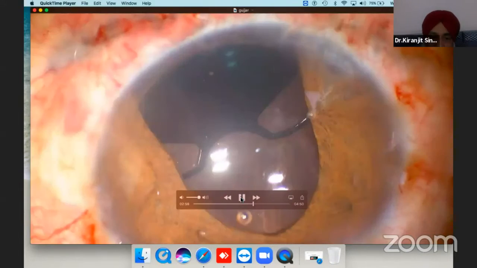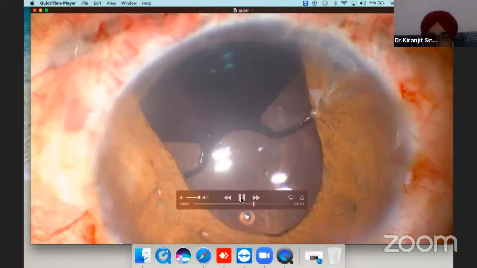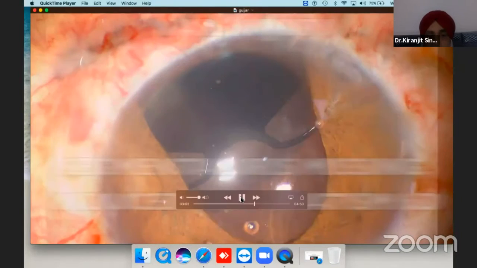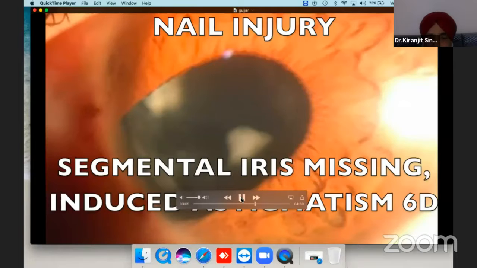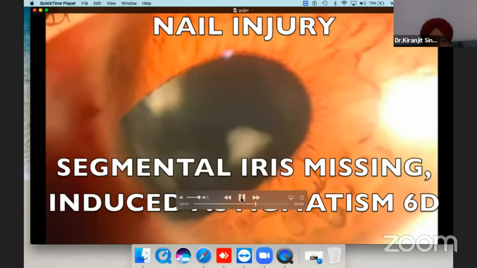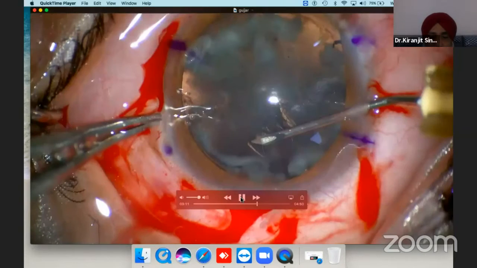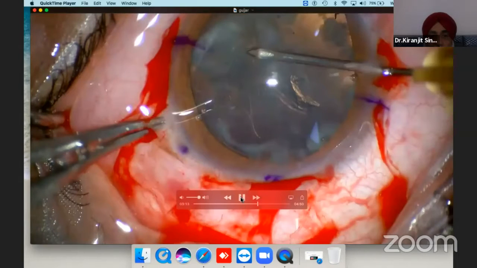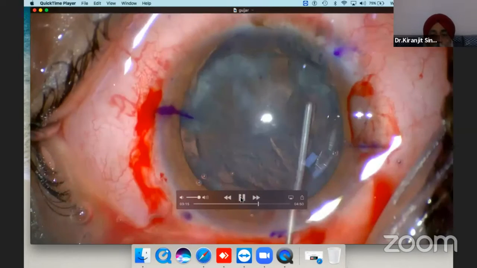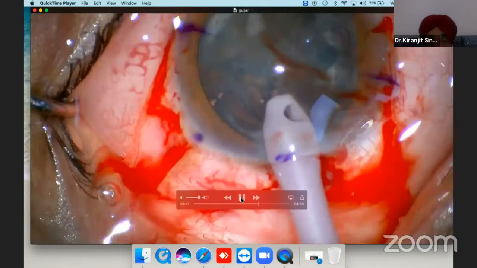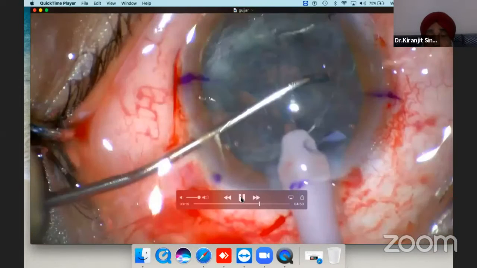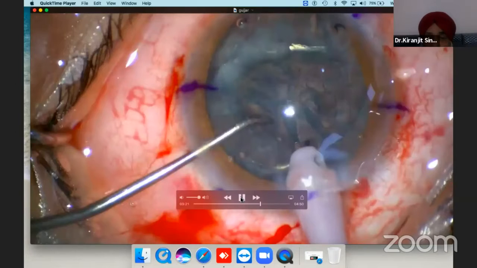I know more modification has to be done as far as color is concerned, and the haptics coming in the pupil area. So this is a second case, a fingernail injury, and the iris was soft with a fingernail injury. There was traumatic cataract, and there was a cylindrical error of 6 diopters. The patient came to me with a lot of discharge, so I had a toric IOL.